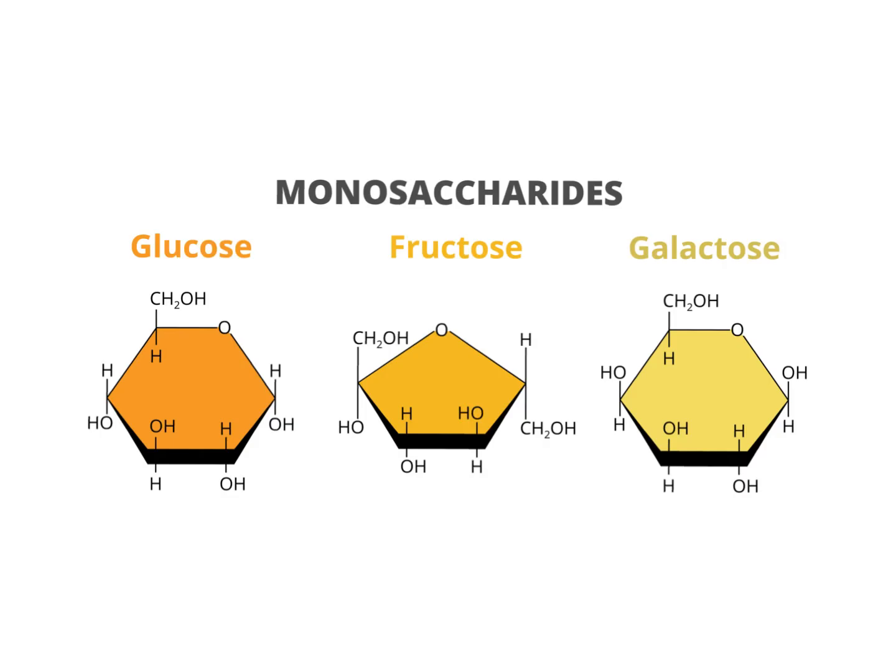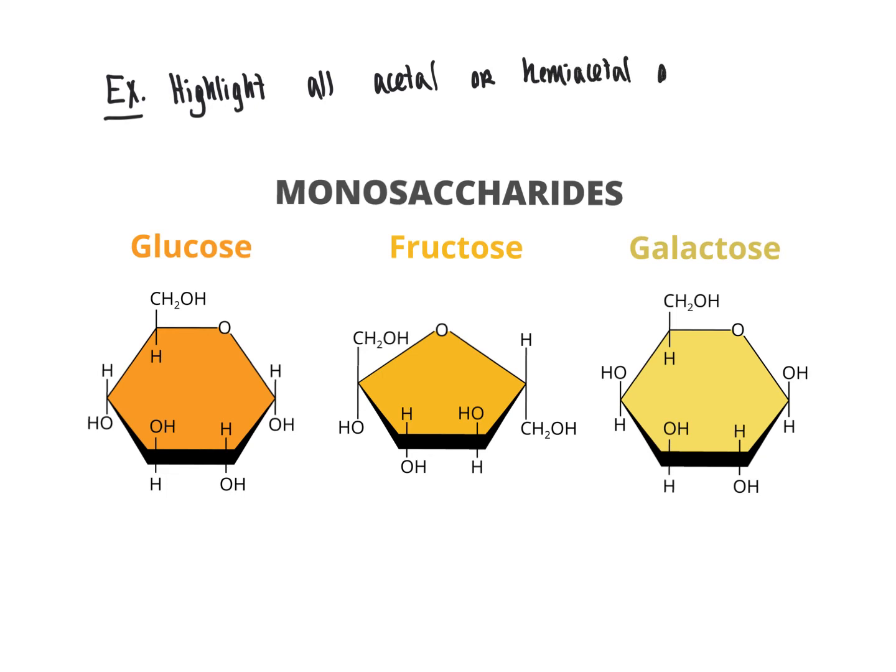But for now, what we need to be able to do with these monosaccharides is recognize any acetal or hemiacetal groups. So what I'm going to ask us to do in this problem here is for us to highlight or circle all acetal or hemiacetal groups within each of these molecules, where each of these molecules represents a common monosaccharide. Monosaccharide meaning mono sugar, it's a single sugar unit. We will look later on at multiple sugar units joined together to form disaccharides, representing two sugar units joined together.